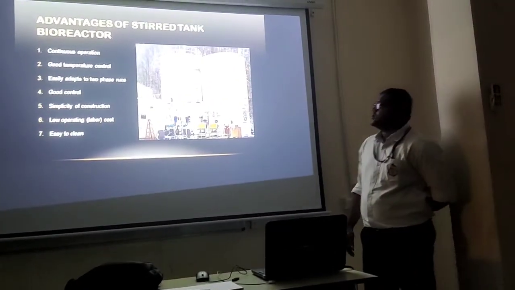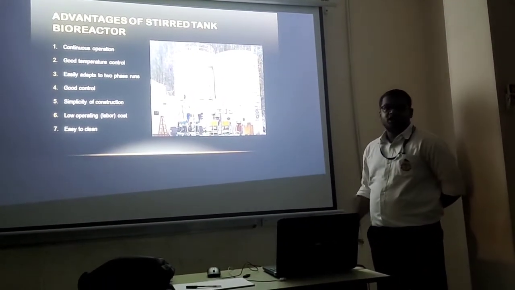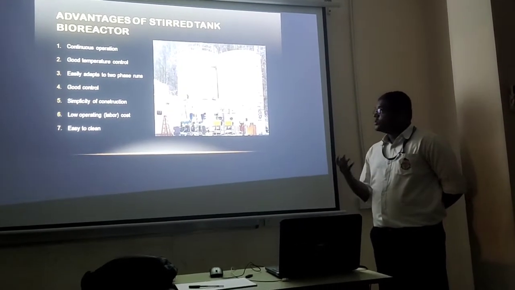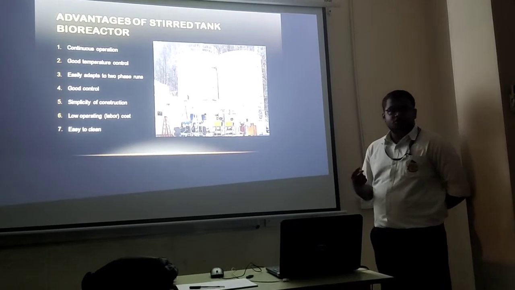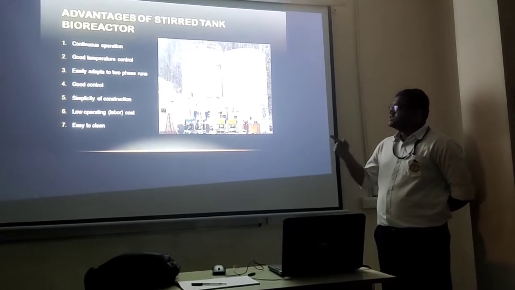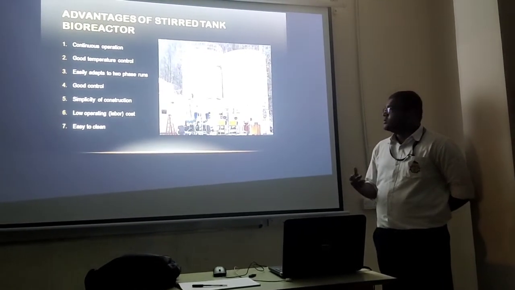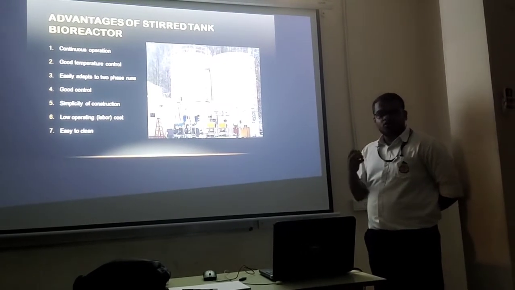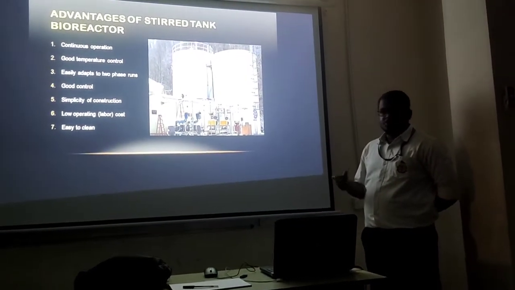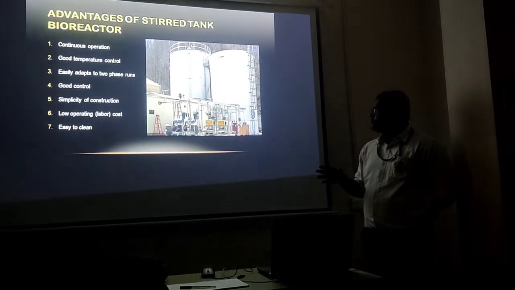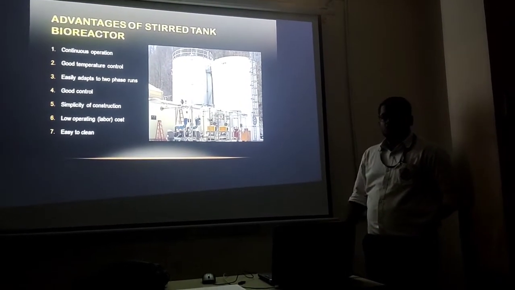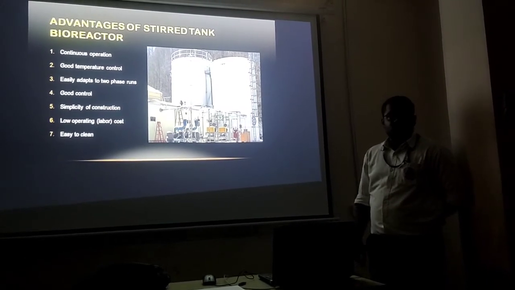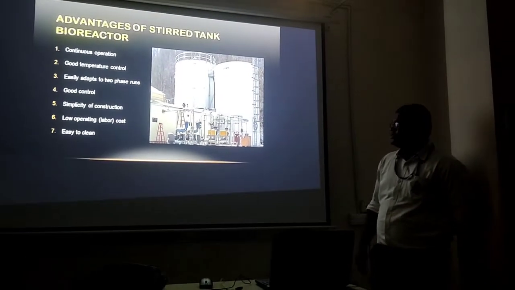The advantages of this bioreactor are continuous operation, as it has propellers at the bottom. It has a continuous operation system, good temperature control due to its structure, easily adapts to two-phase runs, and has good control. Simplicity of construction, as it is cylindrical in form. Low operating cost, which is cost friendly, and easy to clean.